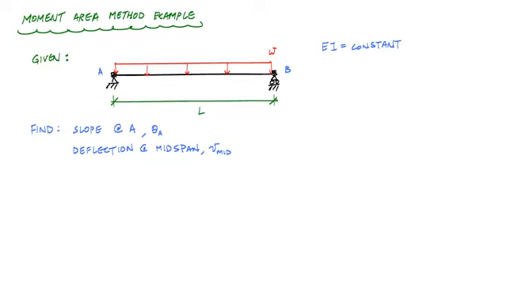In this video we're going to do another moment area method example of a simply supported beam with a uniformly distributed load with a length of L. I want to find the slope at A and the deflection at midspan.